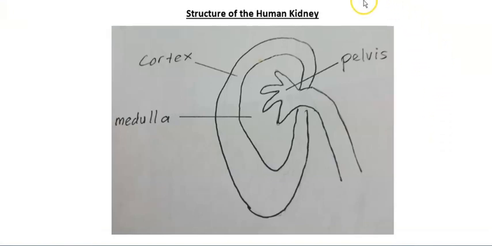First, we look at the structure of the human kidney. It is made up of three parts here. This is the pelvis, medulla, and cortex. Kidneys filter blood and produce urine.